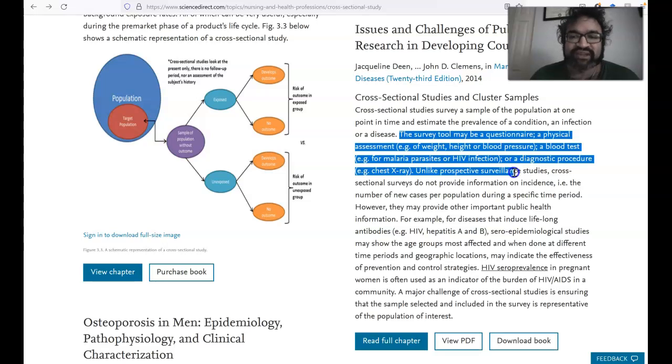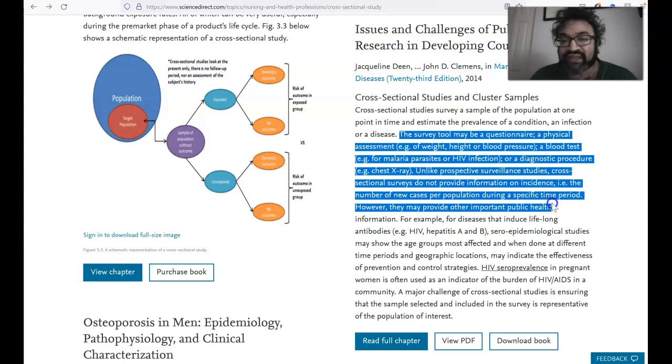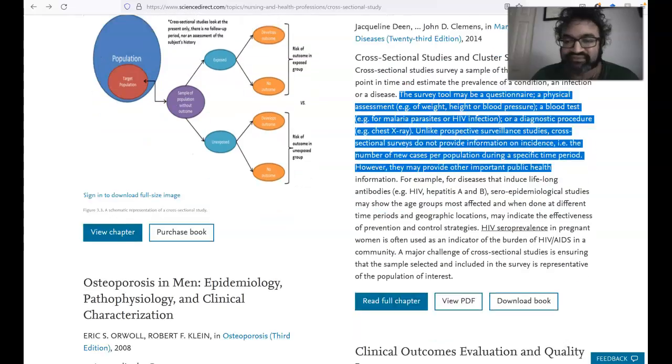But unlike prospective surveillance studies, cross-sectional studies do not provide information on incidents. So they may provide, for instance, in diseases with lifelong antibodies. And I've done antibody-related studies as well as it pertains to hepatitis B. But you can do the same thing with HIV and hepatitis A. So one of my studies looked at cross-sectional associations, and in fact longitudinal associations between hepatitis B and mortality.